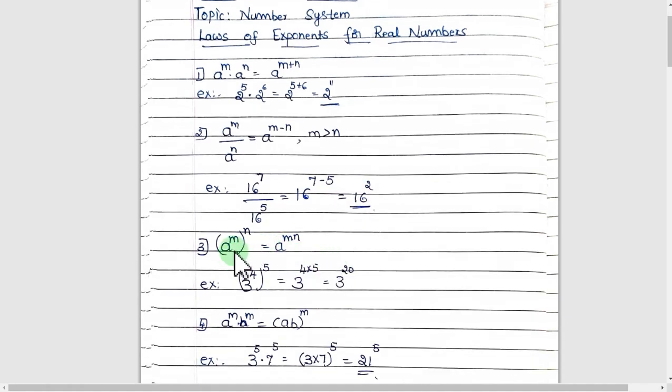Third law, a to the power of m whole to the power of n is equal to a to the power of m into n. n means m into n. When we take the power of a power, we have to multiply the powers.